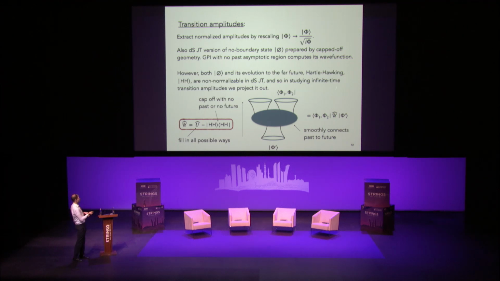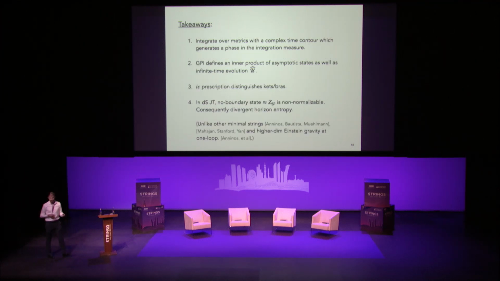We can also do the Hartle-Hawking state and so on. I'm strapped for time, so I'm not going to discuss it. So there are some takeaways in this setup that I want to stress. The first one is that we're really integrating over metrics with a complex time contour in this setting, and with a particular measure that generates a phase. That's going to be important for us. And particularly, it leads to a healthy quantum mechanical interpretation.